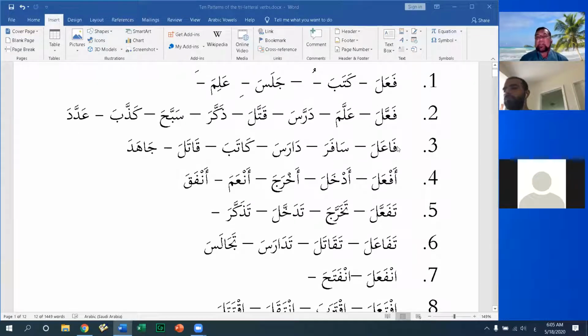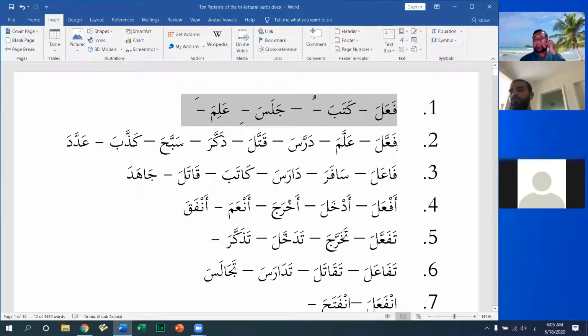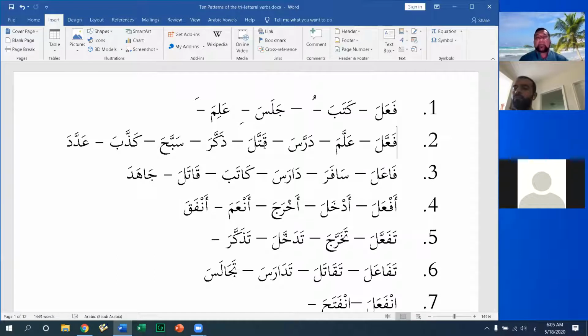Now, even though they will have more than 3 letters, they only have 3 original letters. So the original letters are represented by fa, ain, and lam. So for example, if we were to look at the verb allama, which means he taught, incidentally, darrasa also means he taught, qattala, to kill, but it really means to chop up. Dhakkara, to remind someone else of something. Sabbaha, to do tasbih, glorification.